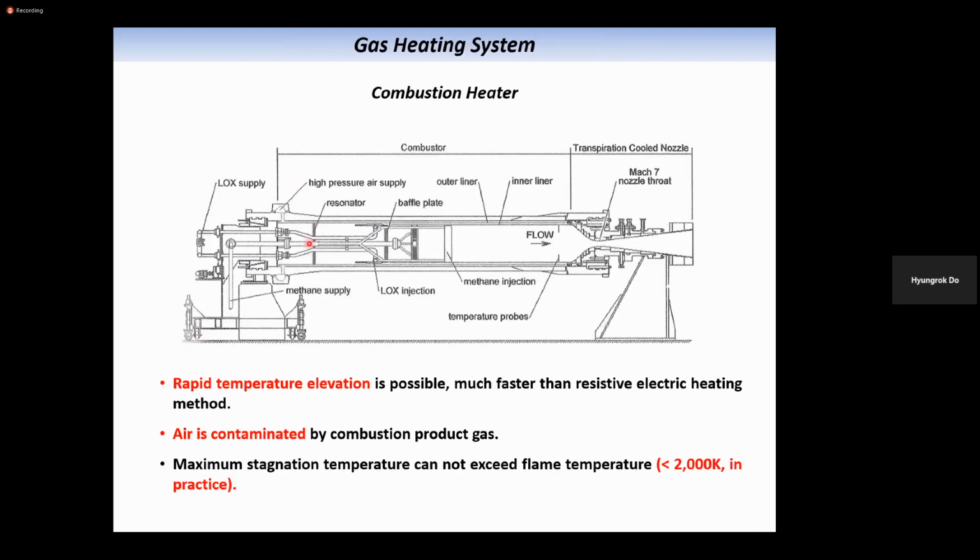So some heaters utilize combustion reactions. So in this case, maximum temperature is like 2000 Kelvin. It's still a decent temperature. Maybe you can simulate Mach 5 or 6 conditions, maybe 7 conditions. But measuring this high temperature is not easy either. So maybe you might want to use optical measurement methods like laser absorption spectroscopy or laser-induced breakdown spectroscopy, or CARS, coherent anti-Stokes Raman scattering, can be used for measuring the temperature.